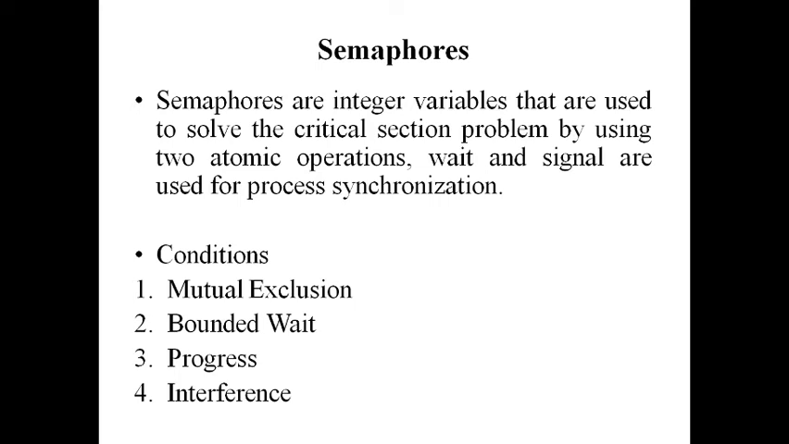These are the four conditions semaphores use to resolve the problem of the critical section. It has to satisfy these conditions, and it will satisfy them by performing two atomic operations called wait and signal. What are these wait and signal operations?